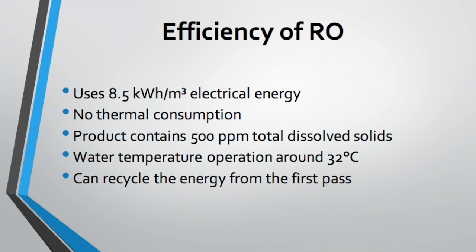In addition, we found the inlet water temperature for reverse osmosis plants can be around 32 degrees Celsius. So if the water being used is warmer than 32 degrees Celsius, it would have to first be cooled to around 32 degrees Celsius so that it can be used. This would require more energy. But another good thing about reverse osmosis plants is that the energy from the first pass can be recycled and used for more passes.